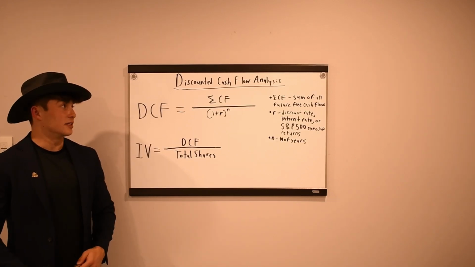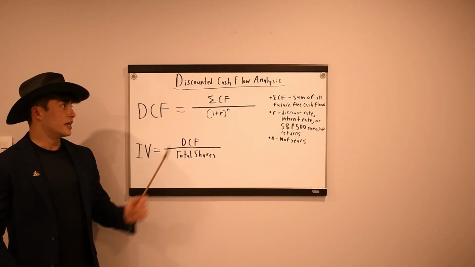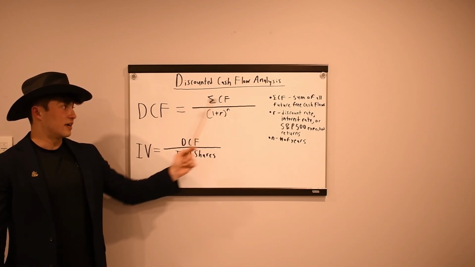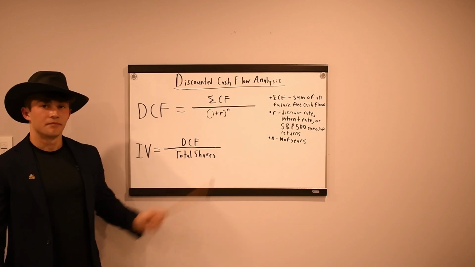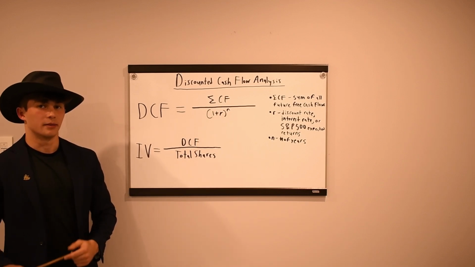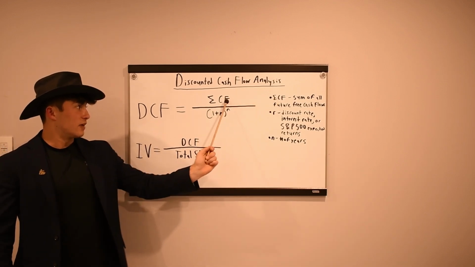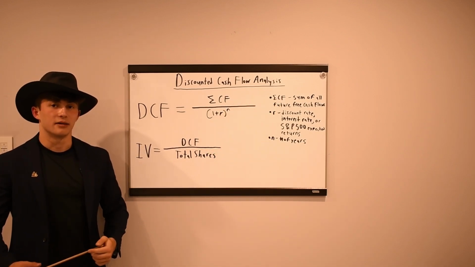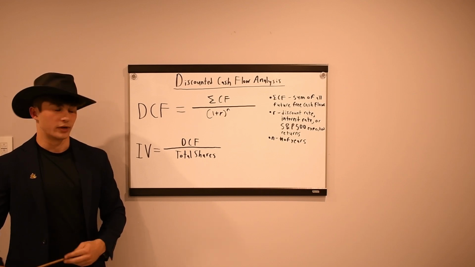Now, how you calculate DCF, discounted cash flow, is this formula right here, which is sigma CF divided by 1 plus R to the n. Now, this is just a bunch of letters right now, but let me explain. First of all, this value, sigma CF, is a sum of all future free cash flows estimated by some sort of free cash flow growth rate.